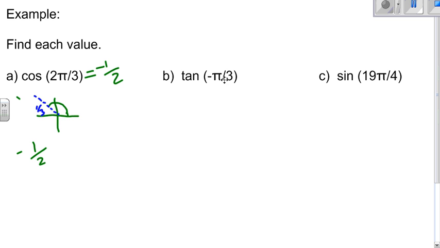Now for tangent of negative pi over 3, now we're looking at an angle pi over 3 down below, which still means it's pi over 3 that is our reference number that we're worried about, which is still our pointer finger. So our terminal point is 1, 3, and we fold down our pointer finger.